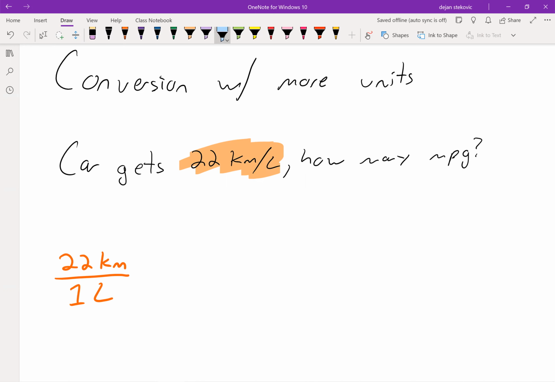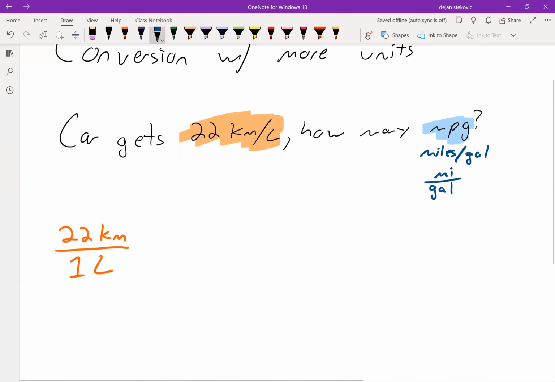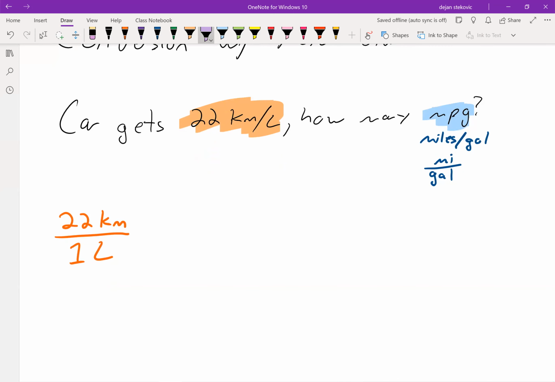And then we think about what we want to end up with. MPG is miles per gallon. So what we want to end up with is miles per gallon. And that would be equal to mi, miles over gallons, right? So we want the numerator to be miles and the denominator to be gallons. And we're going to do conversions until we get there.